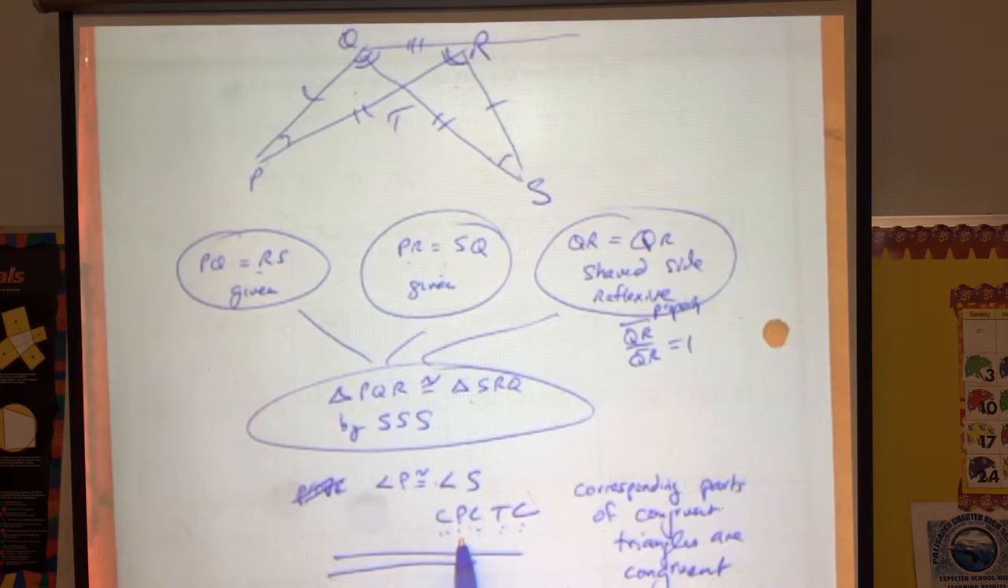Again, CPCTC stands for corresponding parts of congruent triangles are congruent. And that's exactly what we need to be able to prove that angle P is congruent to angle S. Again, corresponding parts of congruent triangles are congruent. CPCTC.